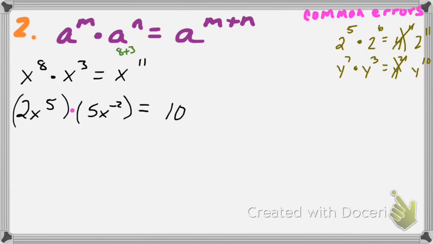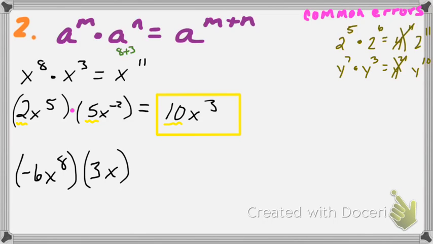So we should be multiplying the coefficients. 2 times 5 is 10. And then we're going to add the exponents. 5 plus negative 2, which is 3. So the answer is 10x to the 3rd. You try this one.